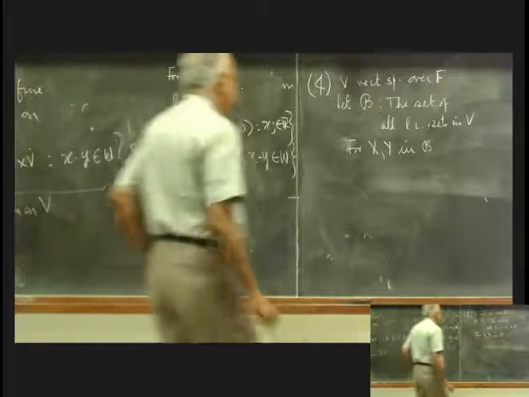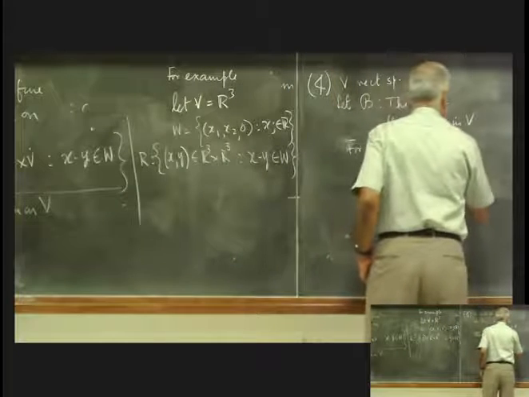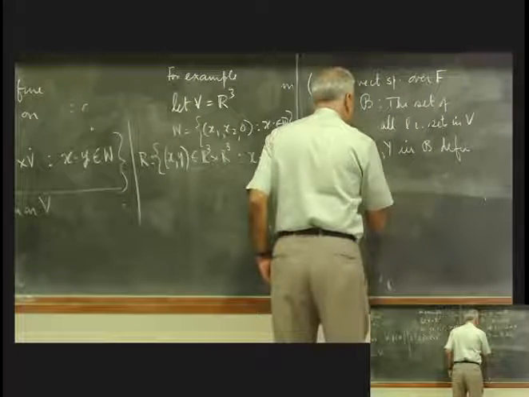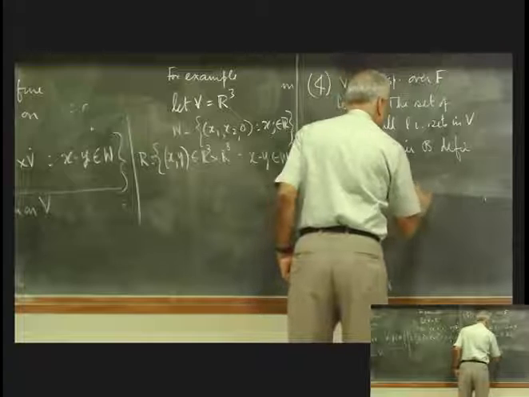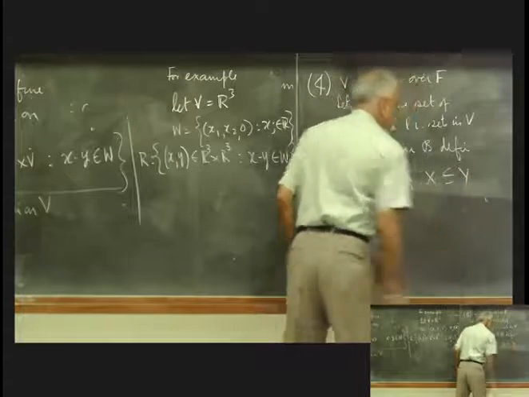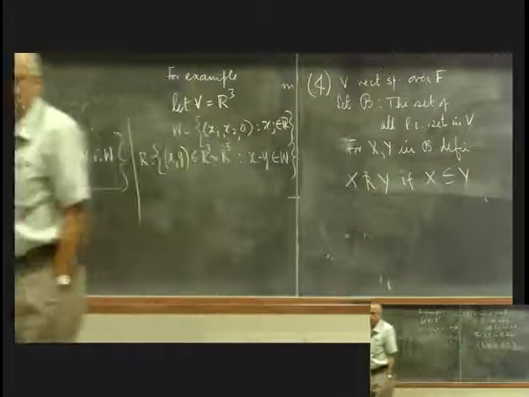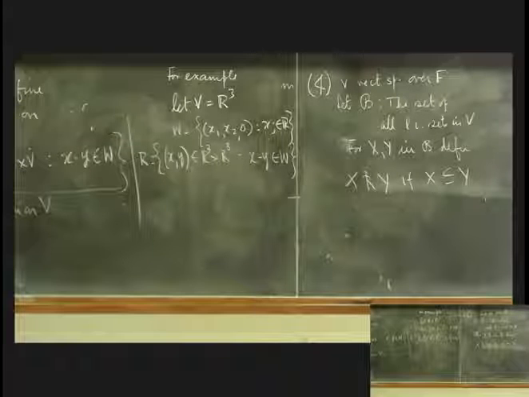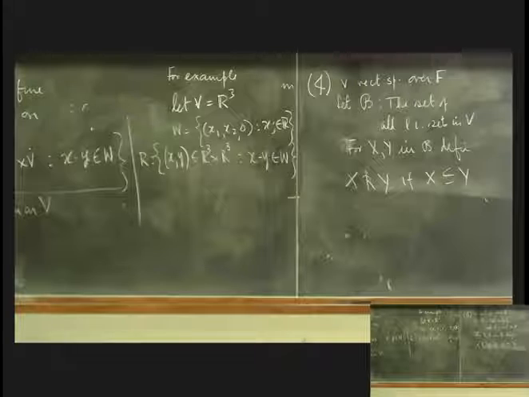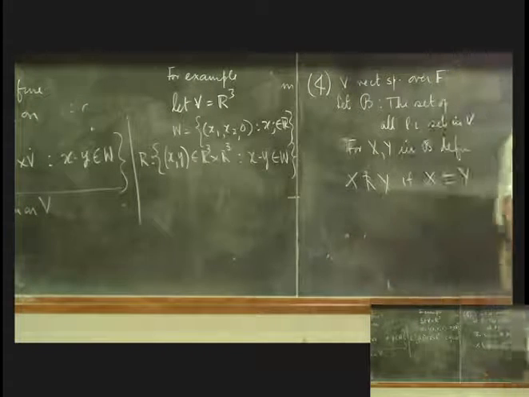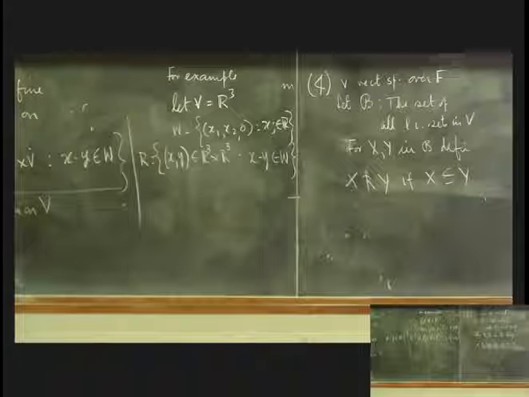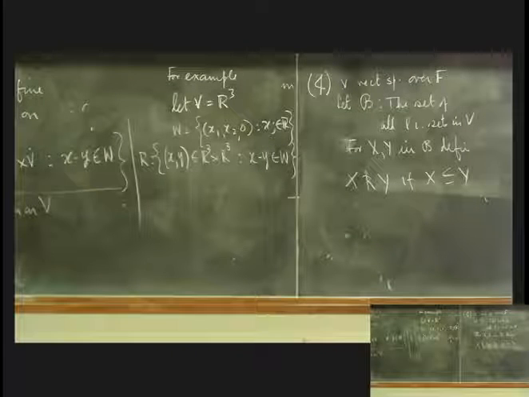For x, y in B, define x is related to y if x is a subset of or equal to y. That's another relation. And this relation is basically what we shall eventually use to show that every vector space must have a basis.